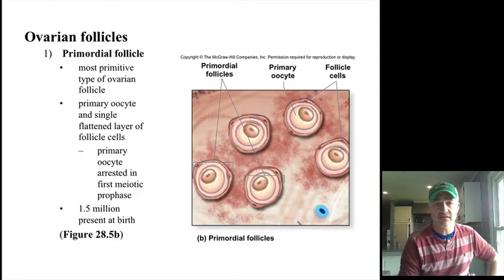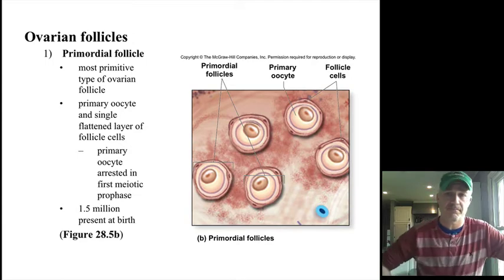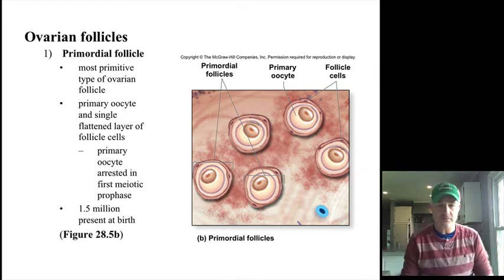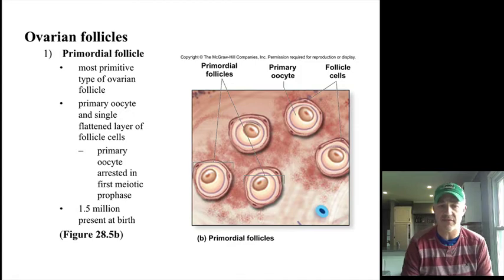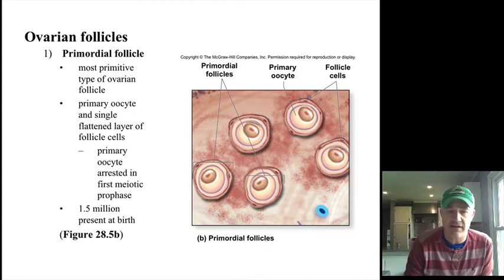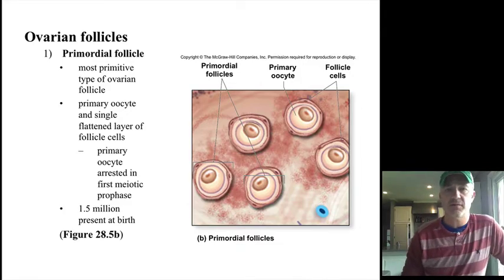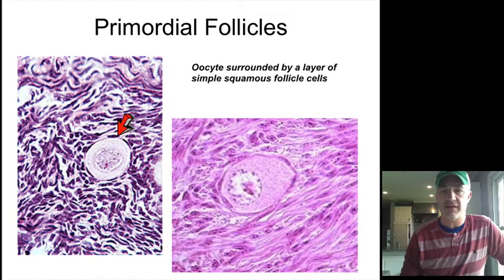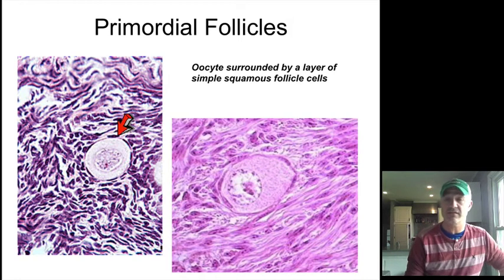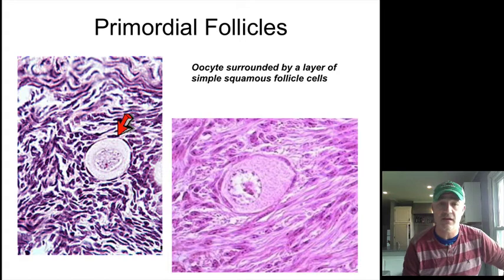Primordial follicles, the primitive ones here, surrounded by some simple squamous cells here. These are all present at birth. Like it says, about 1.5 million, and more than you could probably ever need. I don't think anybody's going to have 1.5 million kids. But there's plenty of those present at birth. Primordial follicles, again, the egg cell, which is decently large, surrounded by simple squamous cells.